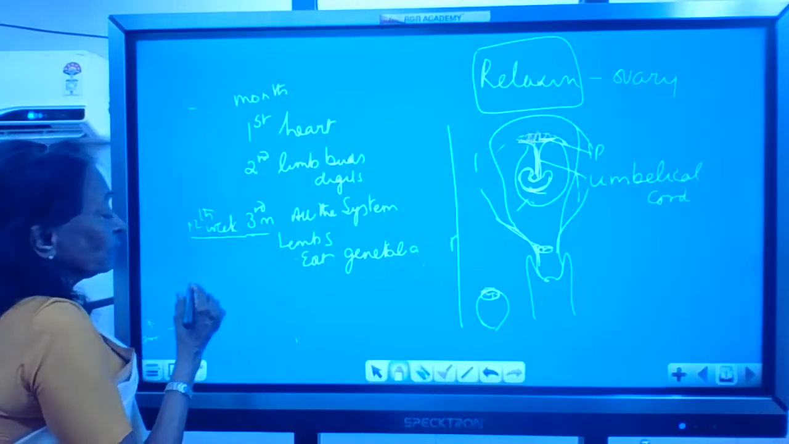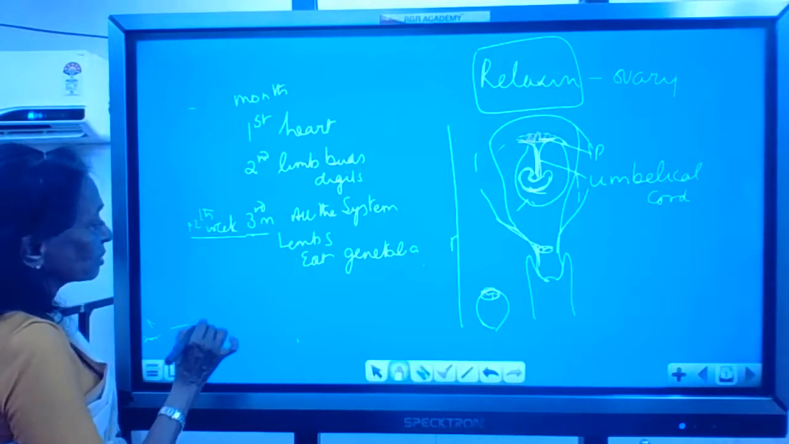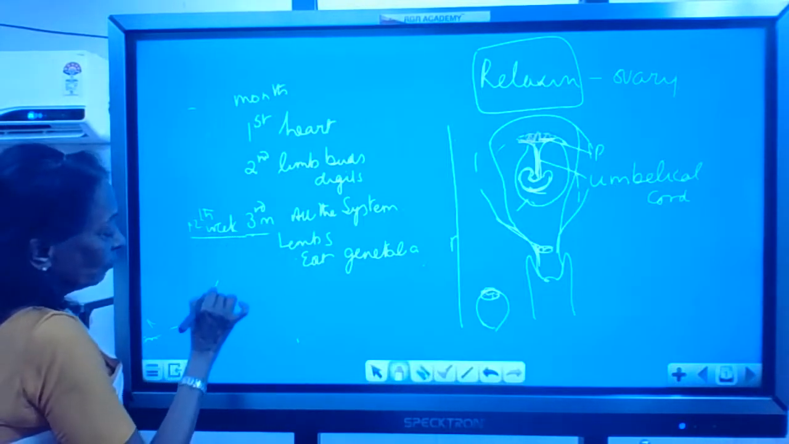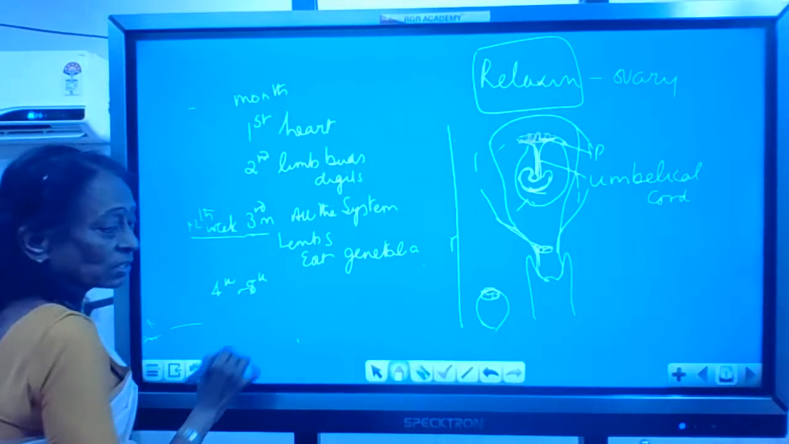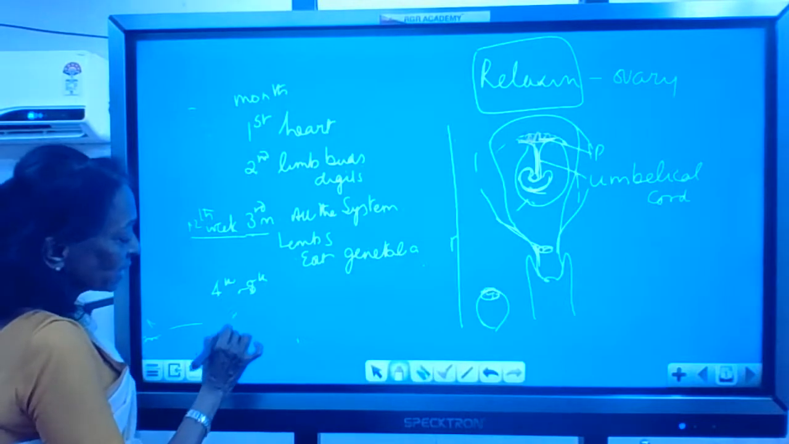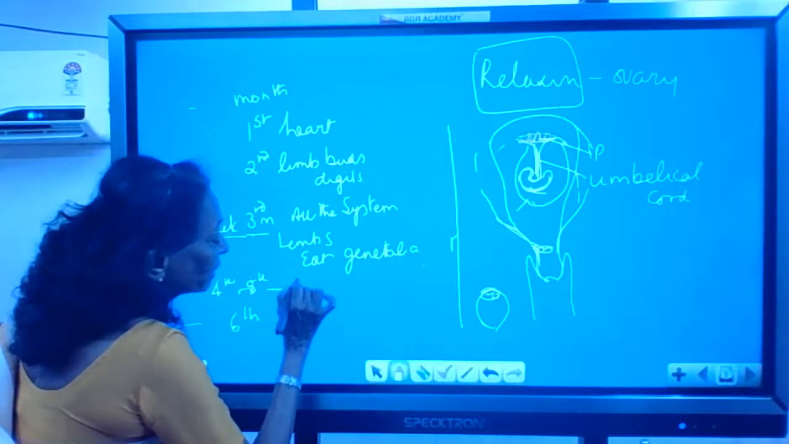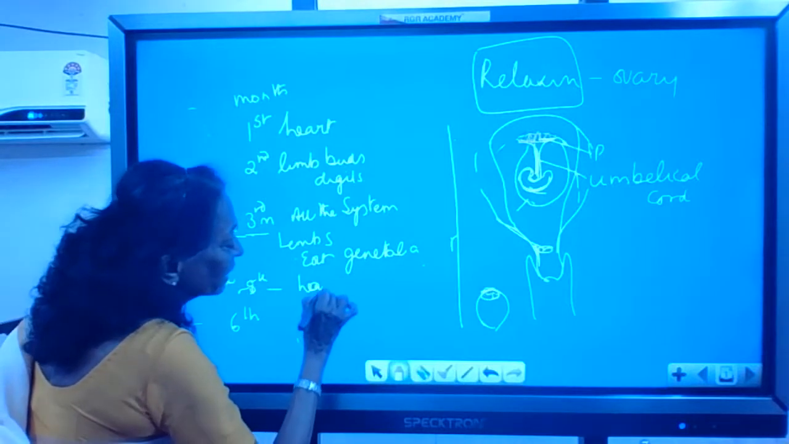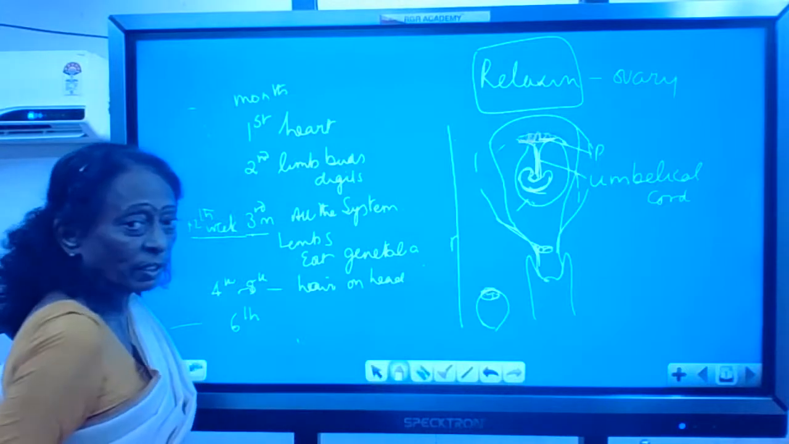The next development will be at 24 weeks. 24 weeks is the 6th month. So now this is the 3rd month, then the 4th and 5th month, where further development goes on with an increase in size. By the end of the 5th month, what will happen? The hair on the scalp, the head hair, will develop. Development of the hair on the head is prominent.